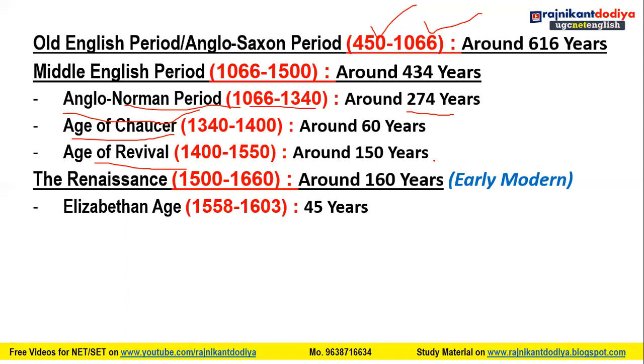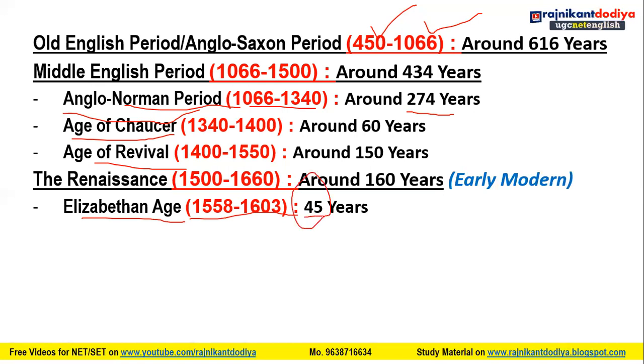This was the age in which English literature flourished too much. English commerce developed much during this age. This was the age of writers like Marlowe, Shakespeare, Sidney, Spenser, Raleigh, Bacon, Johnson. So the Elizabethan age is considered a very fruitful age in the history of English literature. And don't forget the particular years, 1558 to 1603, around 45 years it is.